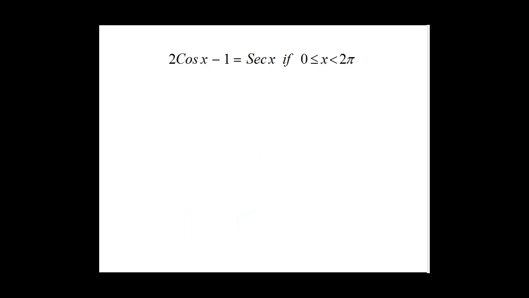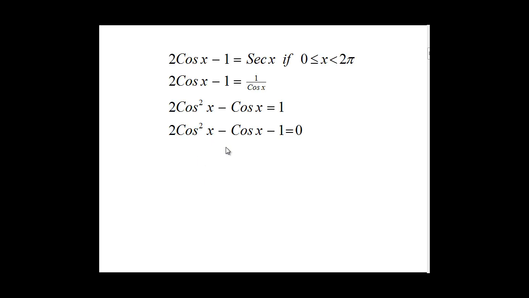Okay, suppose you have 2 cosine minus 1 is equal to secant, and we are dealing in radians between 0 and 2 pi. Now, secant, if you change that to 1 over cosine and multiply everything by cosine, you'll get 2 cosine squared minus cosine is equal to 1. Then you move the 1 across, and you can factor it. So you get 2 cosine squared minus cosine minus 1 is equal to 0.